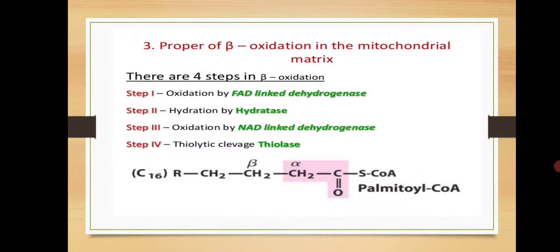Now third stage. Your third stage is actually the degradation process. पहले दो स्टेज भी बहुत ही इंपॉर्टेंट स्टेज थे क्योंकि उनके बिना डिग्रेडेशन पॉसिबल नहीं है. थर्ड स्टेज में एक्चुअली 4 स्टेप्स इंक्लूडेड है: ऑक्सीडेशन, हाइड्रेशन, ऑक्सीडेशन एंड देन लास्ट इज क्लीवेज, थायोलाइटिक क्लीवेज. ऑक्सीडेशन परफॉर्म किया जाता है बाय द एंजाइम FAD-लिंक्ड डिहाइड्रोजिनेस. हाइड्रेशन परफॉर्म किया जाता है बाय द एंजाइम हाइड्रेटेस. ऑक्सीडेशन परफॉर्म किया जाता है बाय द एंजाइम NAD लिंक्ड डिहाइड्रोजिनेस.